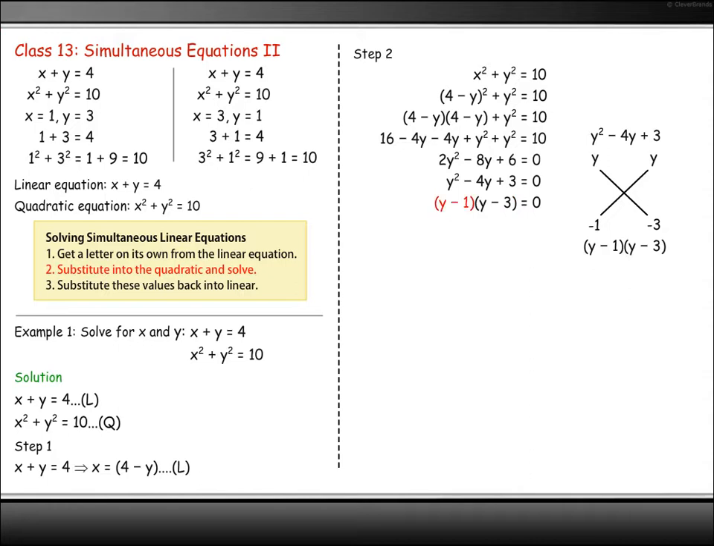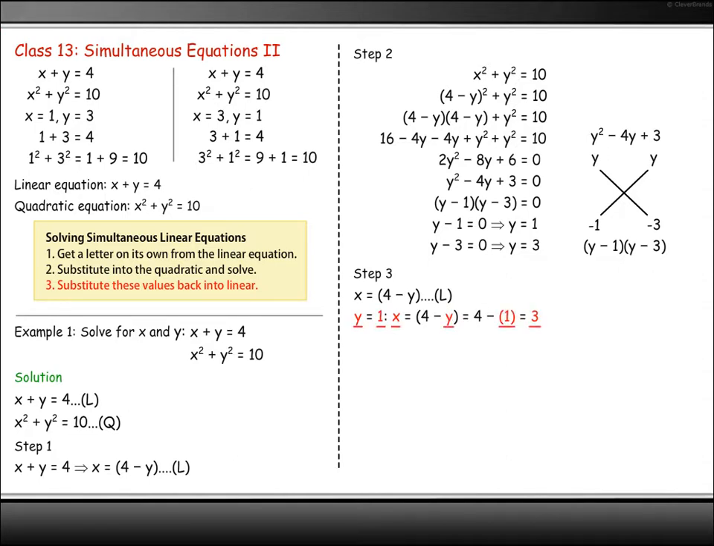Put each bracket equal to 0 and solve for y, giving solutions of y is equal to 1, and y is equal to 3. Step 3. Substitute these values of y back into the linear equation. Replace y by 1 to get x is equal to 3. Replace y by 3 to get x is equal to 1.